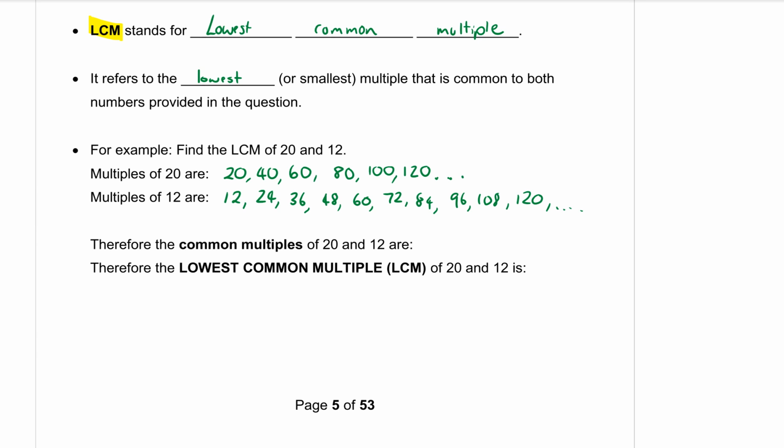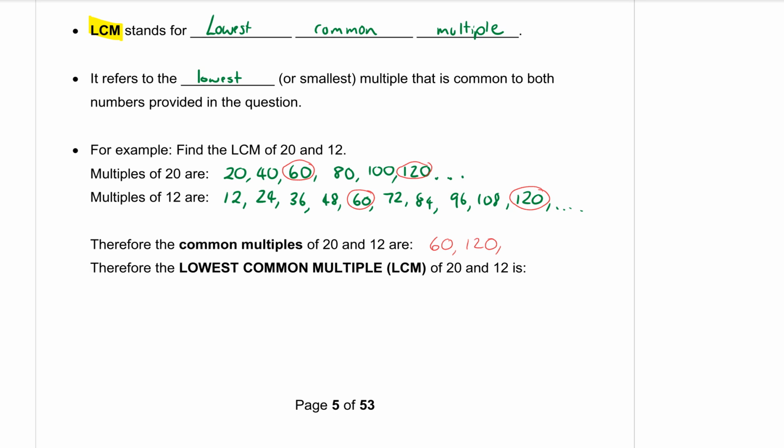When I look at those, hopefully you will see that 60 is in that list and in that list. Also, 120 is in both lists, which is why I extended my 12 times tables out so far. So if I was trying to list the common multiples, it says underneath there, therefore the common multiples of 20 and 12 are, the first one was 60, the next one's going to be 120.